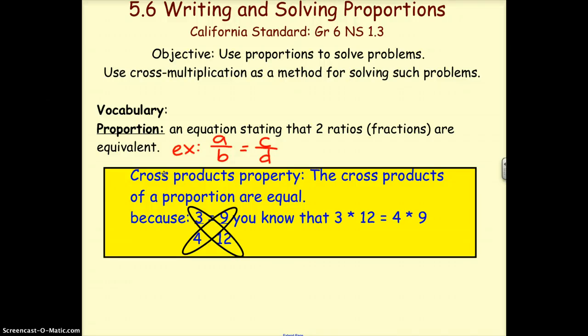For our vocabulary, proportion is an equation stating that two ratios, which are fractions, are equivalent. For example, A over B equals C over D. Make sure you do write down our one vocabulary word.